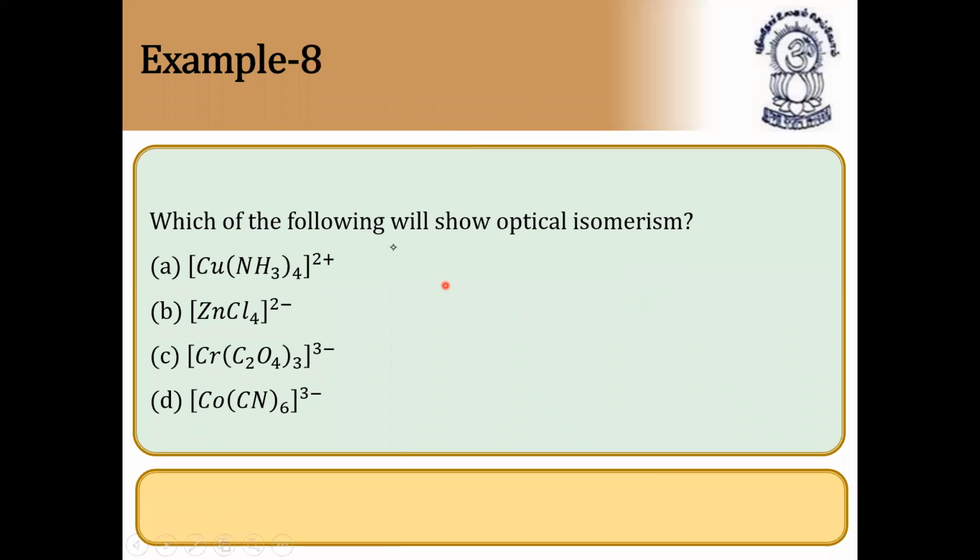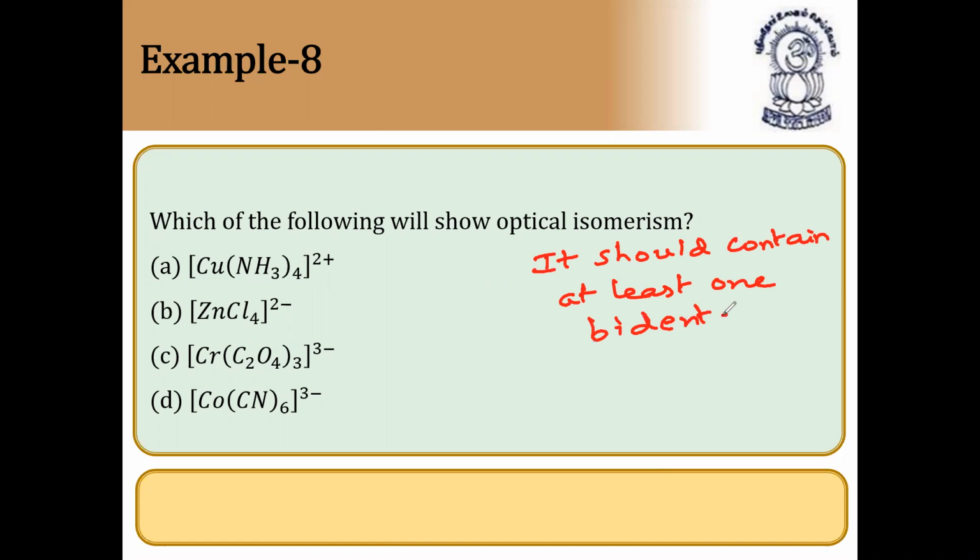Next question. Which of the following will show optical isomerism? Very, very important. First condition: it should contain at least one bidentate ligand. Bidentate ligand means it can donate 2 electron pairs.